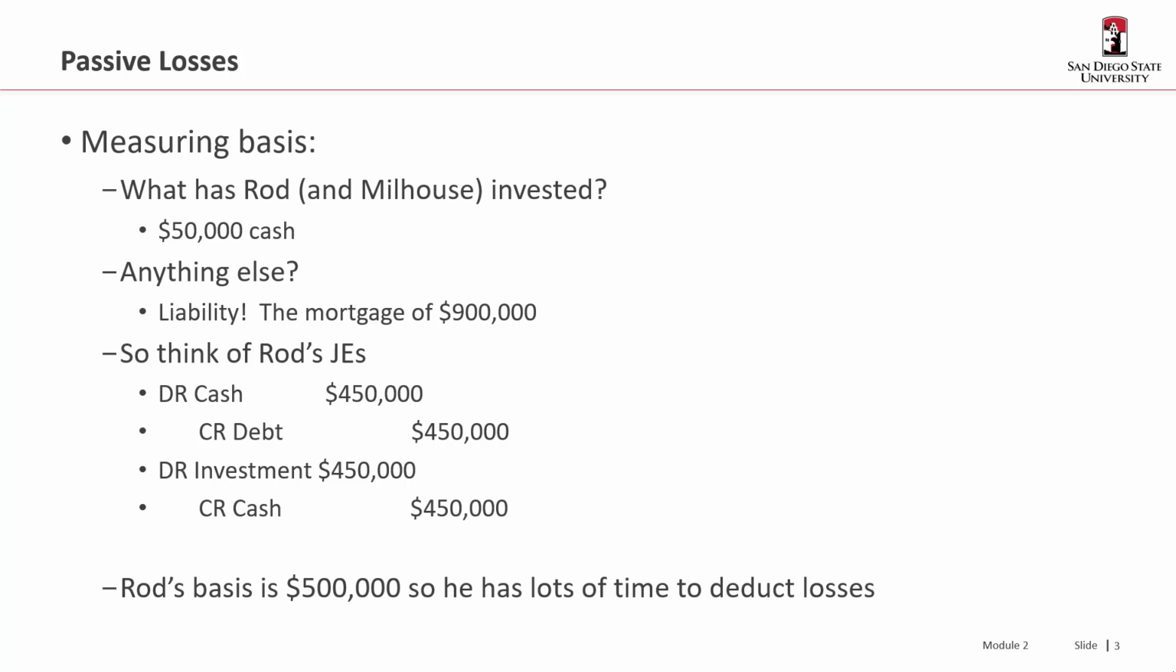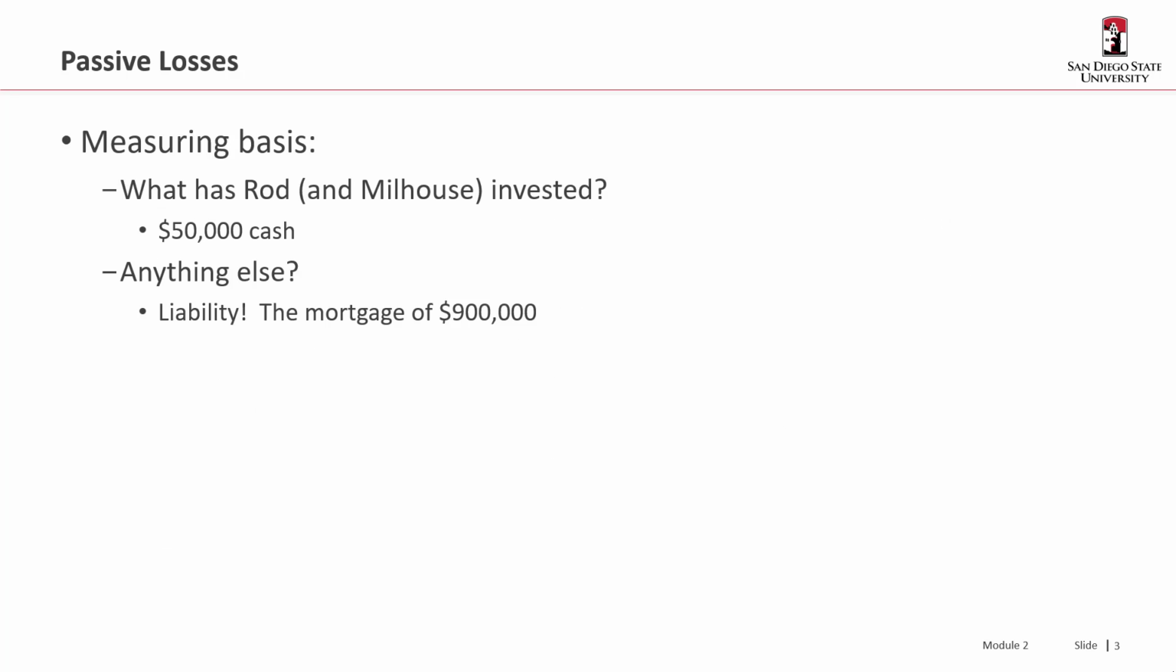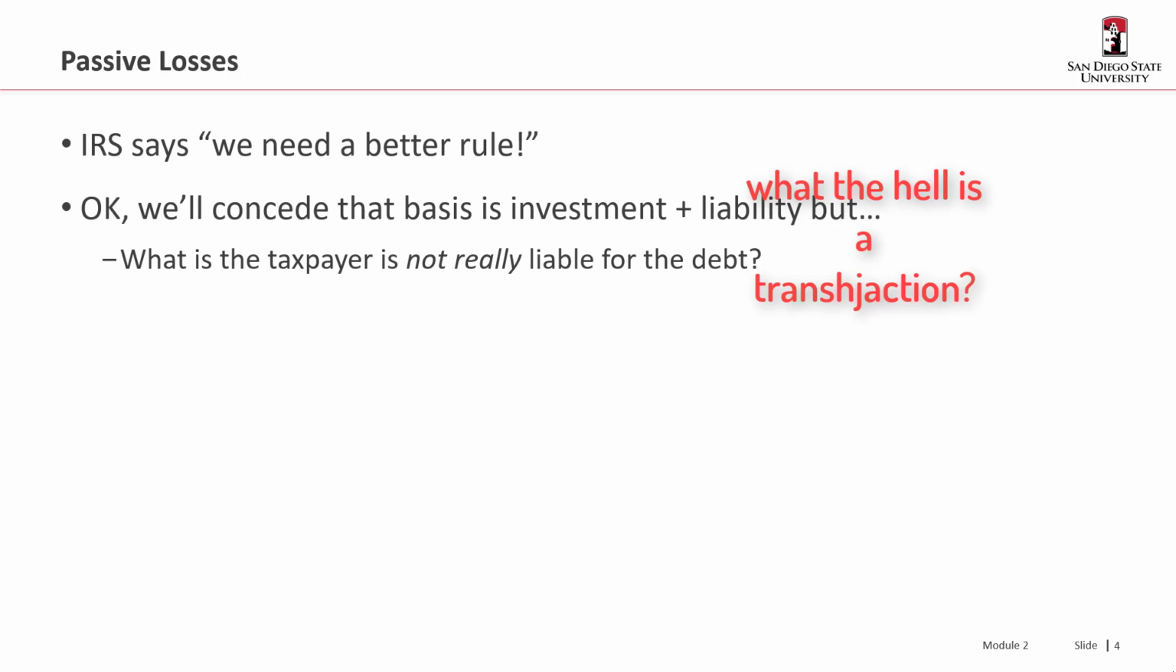That's not to say there's no limitation. There is one. But if we go back to the last slide, in our hypotheticals here, the loss is $25,000. How many times can you take $25,000 before you get to $500,000? That's a nice long run for Rod to continue to deduct these losses. Okay, so since basis didn't really work out, Congress says, you know what, we need a better rule, right? We've got to find a way to try to capture the economics of this transaction, and basis simply isn't getting it done. All right, so we'll concede that basis is investment plus liability because that's literally the way it works.